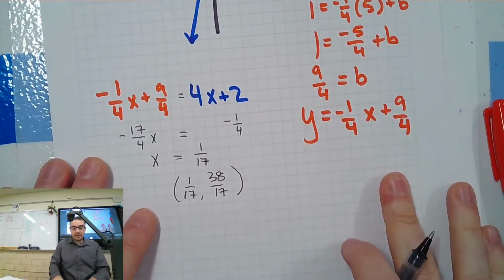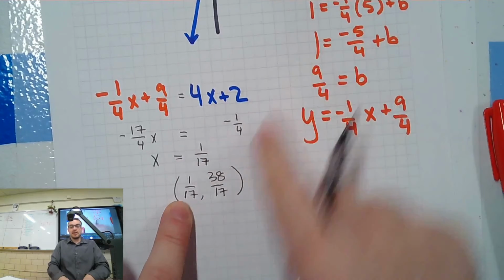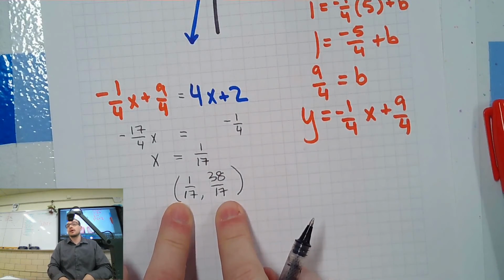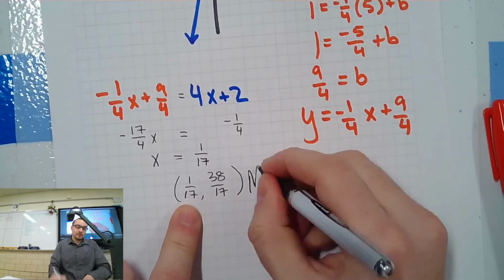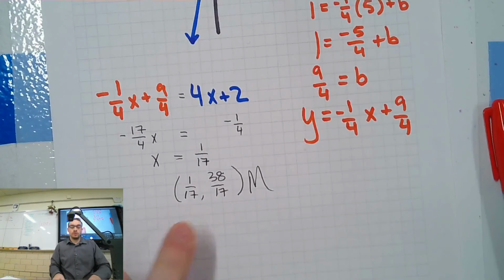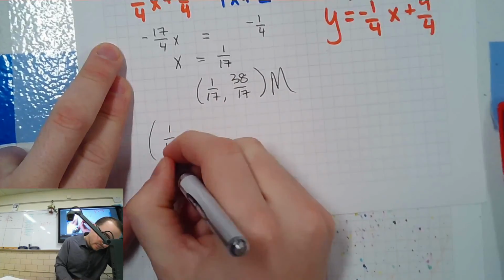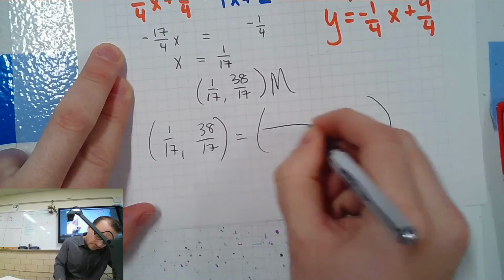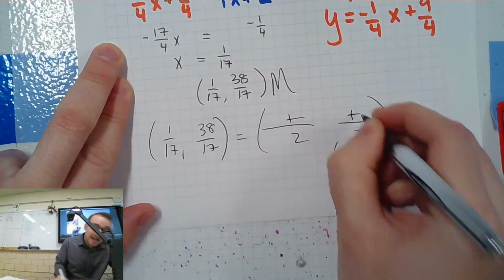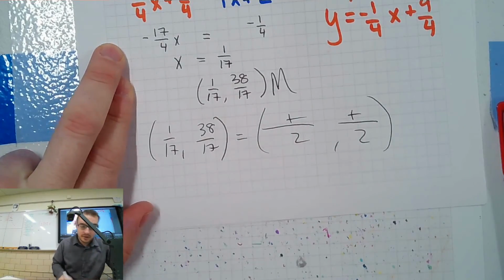So here's what I did. I set them equal. I found the x. I went and found the y. You don't care what the numbers are because it doesn't matter, okay? Now that I have that, that's my midpoint. So now I plug that into midpoint formula. We're adding and dividing by the number of pieces.